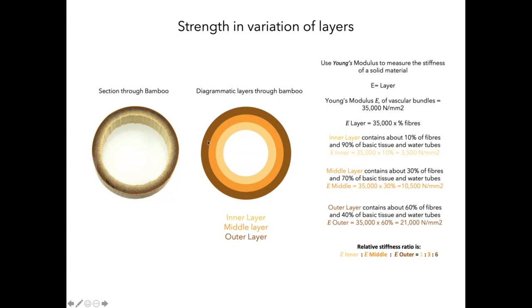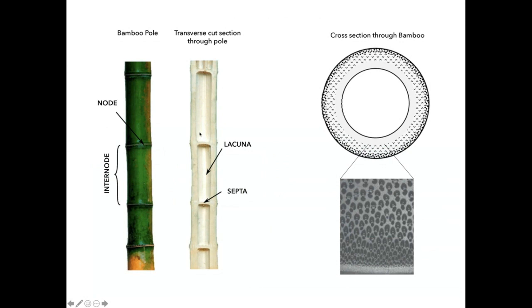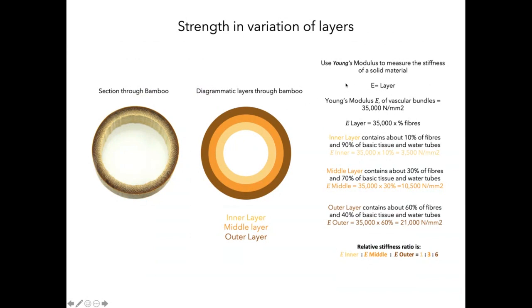And when you're cutting it, you want to include this part, because you want to rest the bamboo on top, above the node here. So Young's modulus has been used by engineers to determine the stiffness of a layer, and we can denote the stiffness of a layer as E. And there have been tests to see what the strength ratio is.